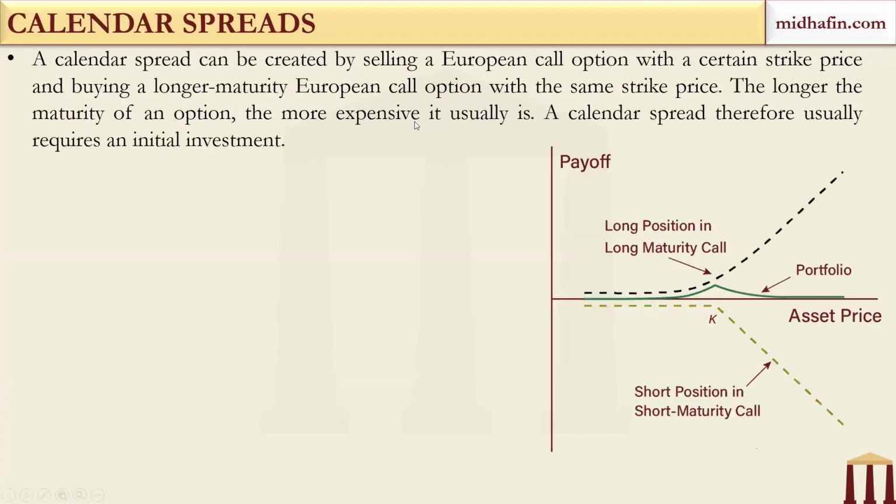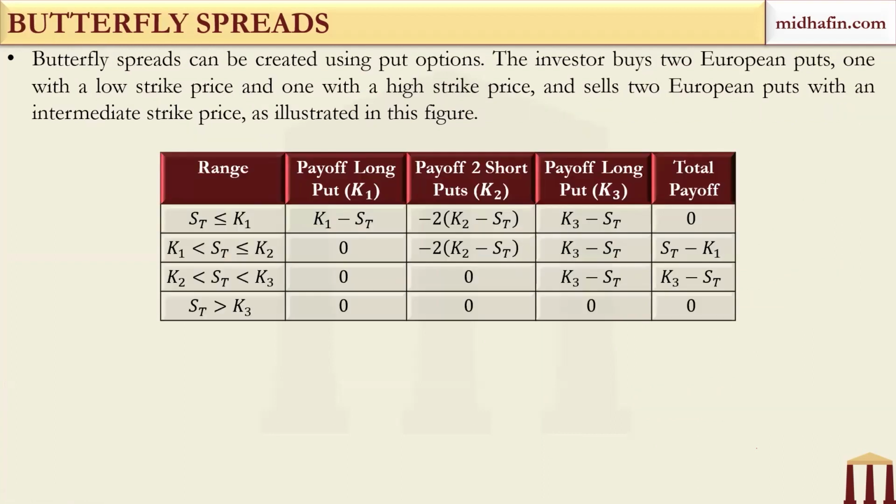Now, calendar spreads. Till now, what we discussed were all vertical spreads. They were all maturing at the same point in time. Time to maturity was the same, for example, 3 months, 4 months, 5 months, whatever. But strike prices were different. So these were our vertical spreads.